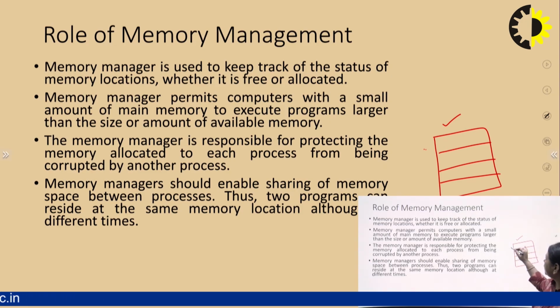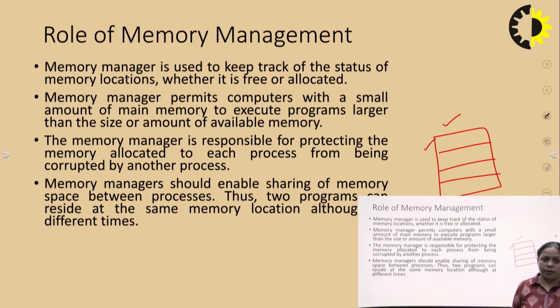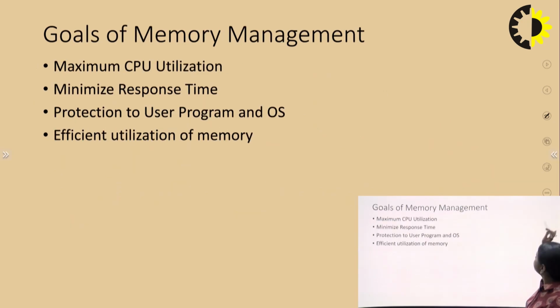It will track all the free or allocated memory. If we have P1 in this space, it means this memory is allocated. If we have the P2 process in this memory location, it means this memory is allocated. And you can see here these are the free memory locations. So the work of memory management, or the memory manager, is to keep track of all the allocated or free memory so that it can be efficiently allocated to different processes.